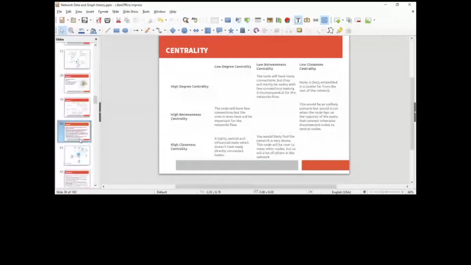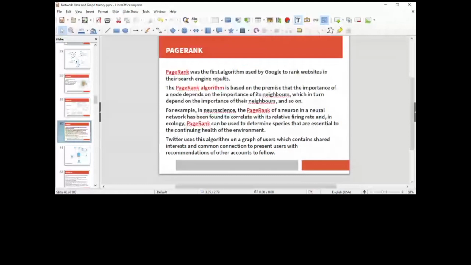It was the first algorithm used by Google to rank websites in search engines. So that one you already know. The page rank algorithm is based on the premise that the importance of a node depends on the importance of its neighbors, which in turn depends on the importance of their neighbors, and so on. For instance, in neuroscience, the page rank of a neuron in a neural network has been found to correlate with the relative firing rate. And in ecology, page rank can be used to determine species that are essential to the continuing health of the environment.